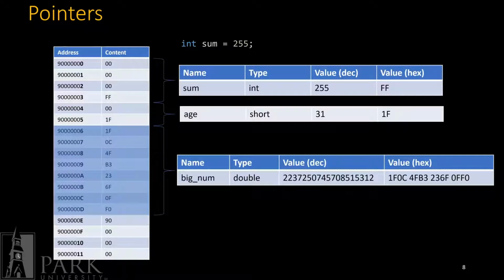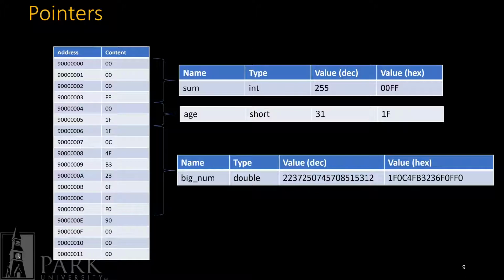Similarly, a double type is going to require 8 bytes, and just like all the other examples, you can see that our memory address is going to be 9000006. And the value here is just some really big number, okay? Here's the value in decimal, and you can see the corresponding value in hexadecimal format.